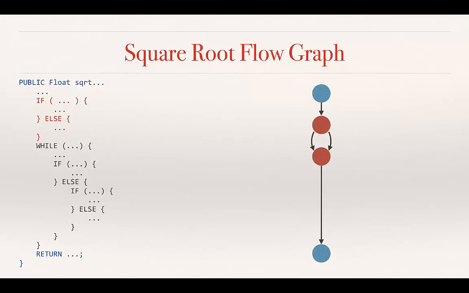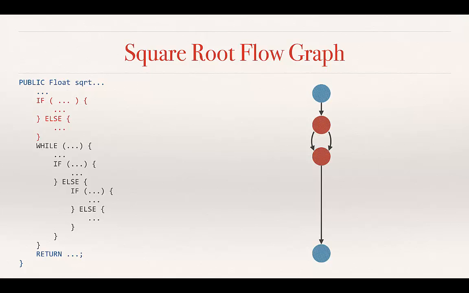Now let's look at adding that first if-else statement to the code. We do this by adding two nodes with two edges between them. One edge for true and one edge for false. If we stopped here and did not include the while loop in our code, the cyclomatic complexity of this code would be 2, because there are two distinct paths through the code now, one that chooses the true branch of the if statement and one that chooses the false branch.